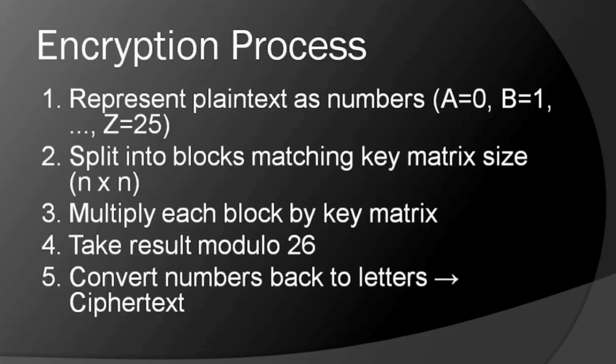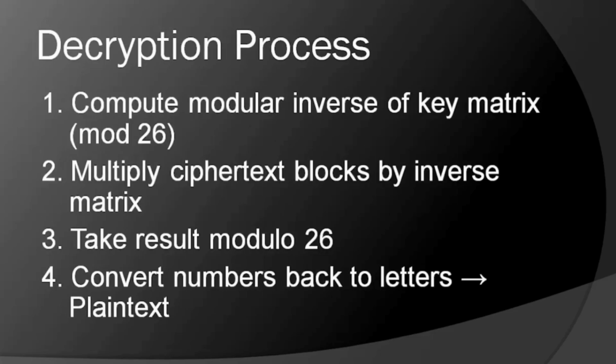First we convert letters to numbers. A is 0, B is 1, all the way to Z equals 25. Then we group the plain text into blocks, the same size as the key matrix. Each block is multiplied by the key matrix, and after that we take the result modulo 26 to stay within the limit of A to Z. Finally, we convert the numbers back to letters, and that gives us the cipher text.